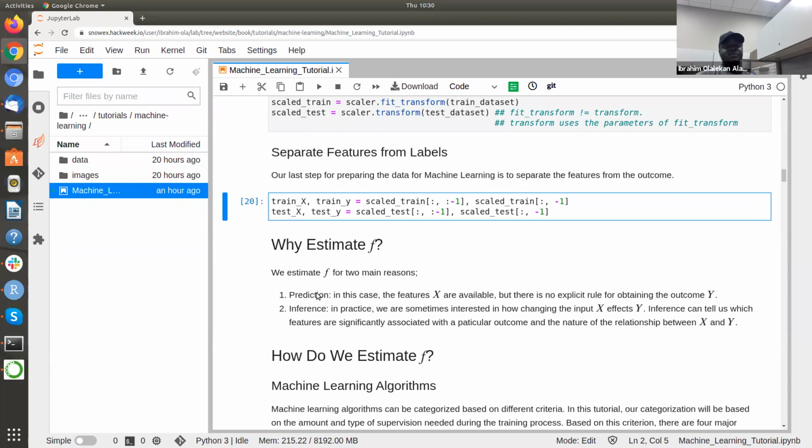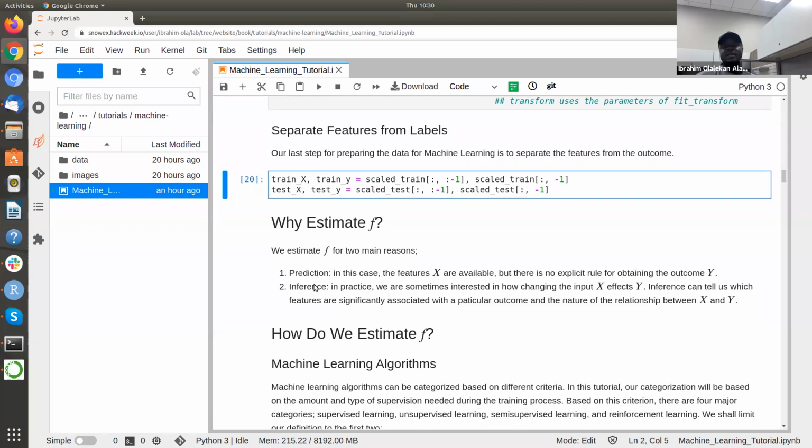By prediction, what we mean is we are just concerned about predicting future values or an unknown outcome. In that case, we always know the X variables, or the features, but we do not know the outcome. So we try to learn an algorithm that is going to predict our outcome given the features.